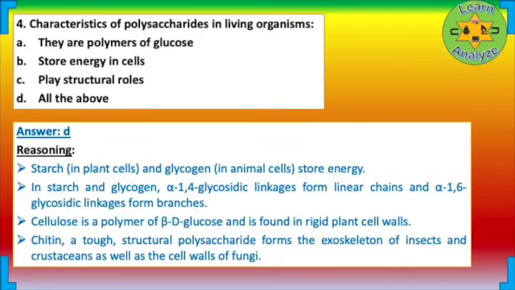The answer is D, because starch in plant cells and glycogen in animal cells store energy. In starch and glycogen, alpha-1,4 glycosidic linkages form linear chains, and alpha-1,6 glycosidic linkages form branches. Cellulose is a polymer of beta-D-glucose and is found in rigid plant cell walls. Chitin, a tough structural polysaccharide, forms the exoskeleton of insects and crustaceans as well as the cell walls of fungi.